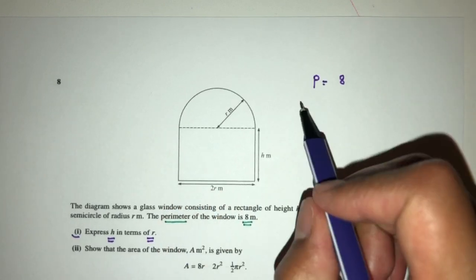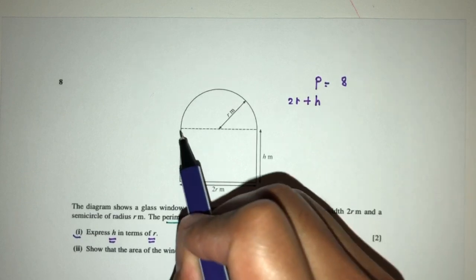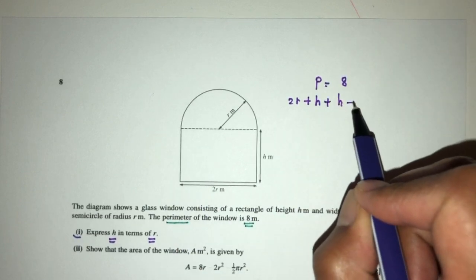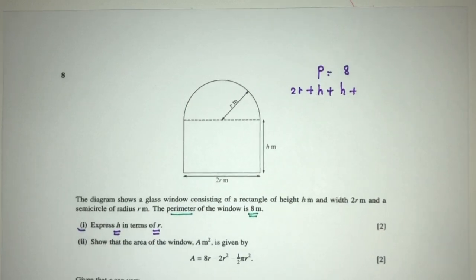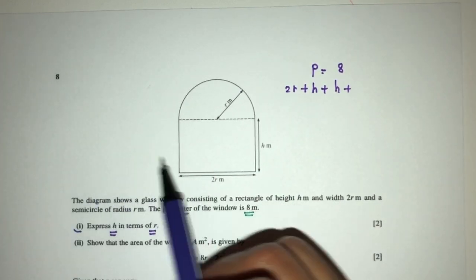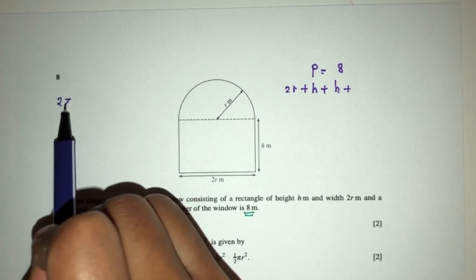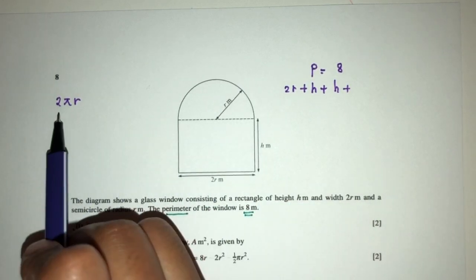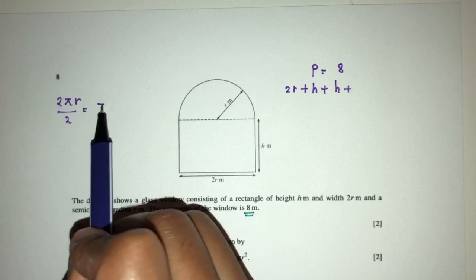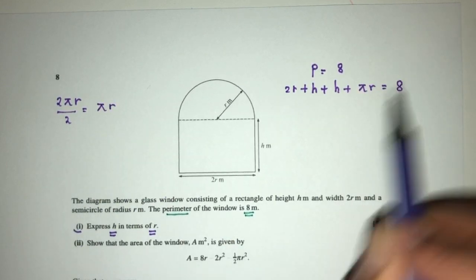That will be this. So 2r plus h over here, and plus this length of this semicircle. Now you must know by now that the circumference of a circle is given to you by 2 pi r, if that makes sense, right? So it means that if you want to find half of the circle, you have to divide by 2. That will simply be pi r. So pi r, and then equal to 8.